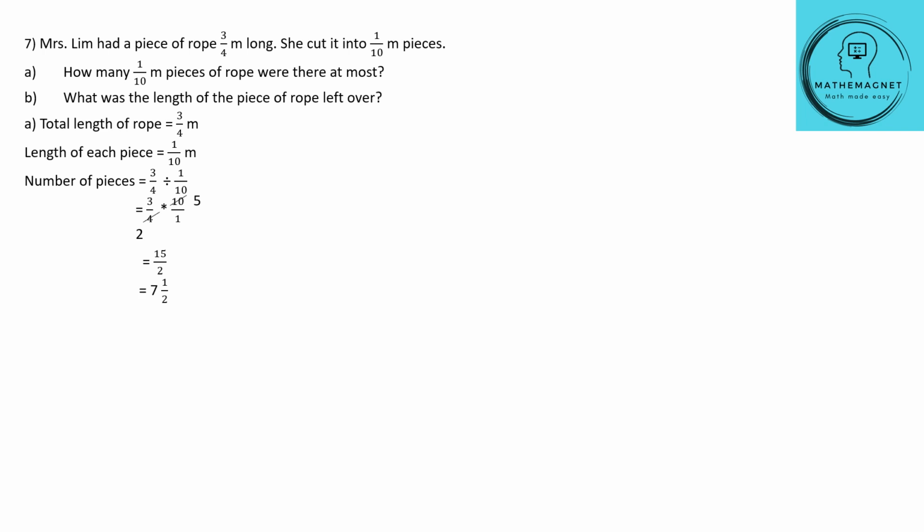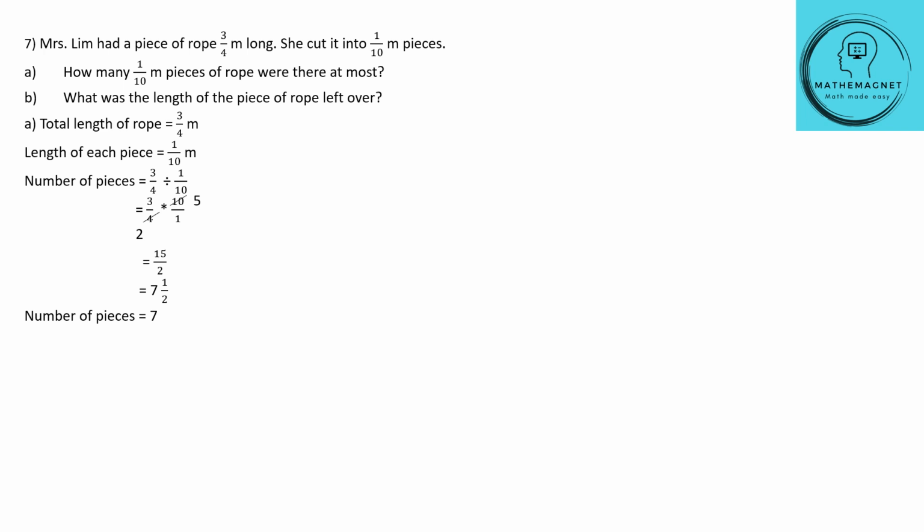This can be rewritten as 7 1 by 2. Now the number of pieces cannot be a mixed number, right? It has to be a whole number. So the number of pieces we will consider as 7. So she was able to cut 7 pieces which were 1 by 10 meters long. Each of these 7 pieces were 1 by 10 meters long. Okay. So the number of pieces here we will consider as 7.